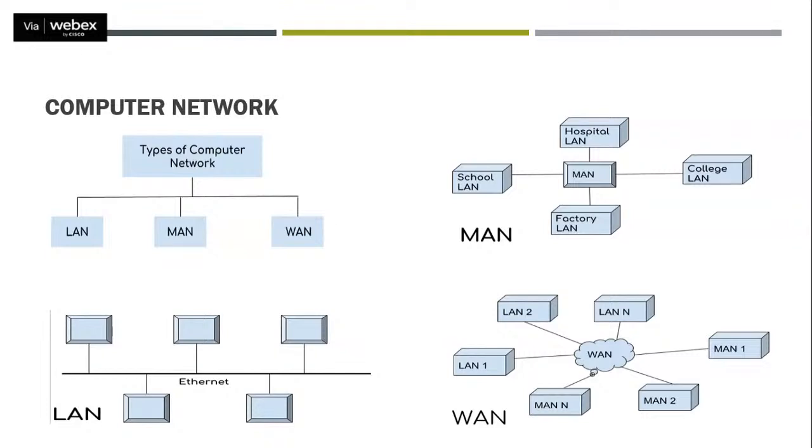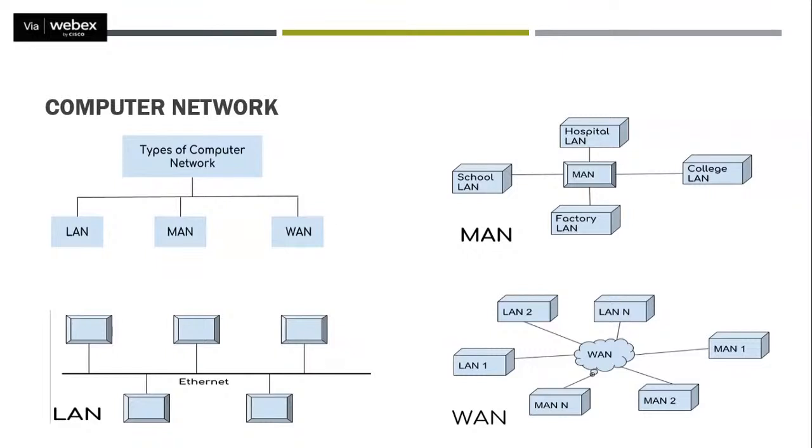If we talk about what a computer network is, there are three major types of computer network. These are LAN, MAN, and WAN. LAN is the smallest structure of the network, called the local area network. Local area network means if you are working in an organization and you are connected within the organization, that is a LAN. One system is connected to another system, and that system is connected to a third system via a switch or any other network device, that is a LAN.